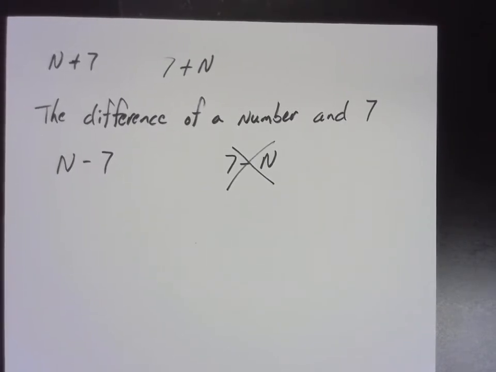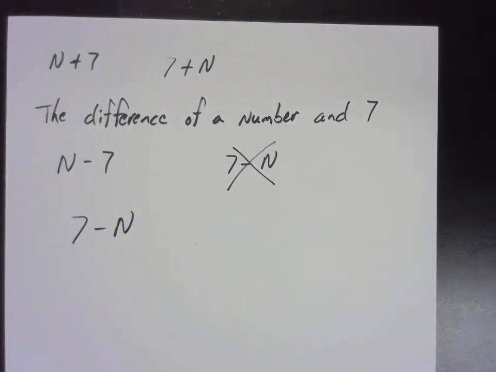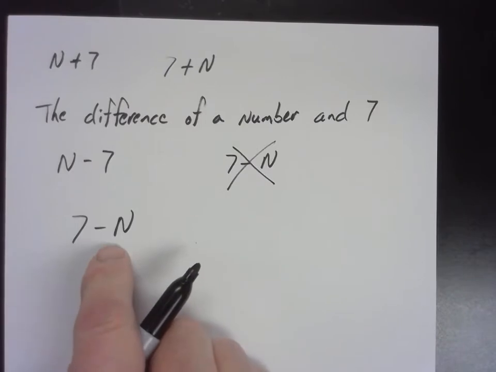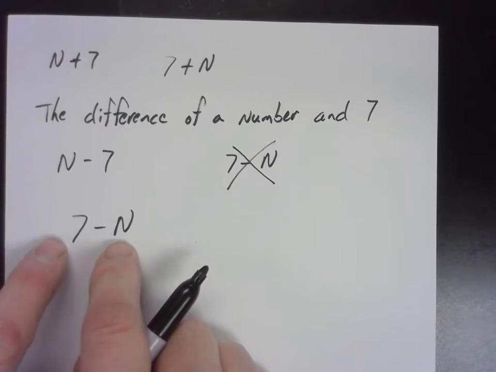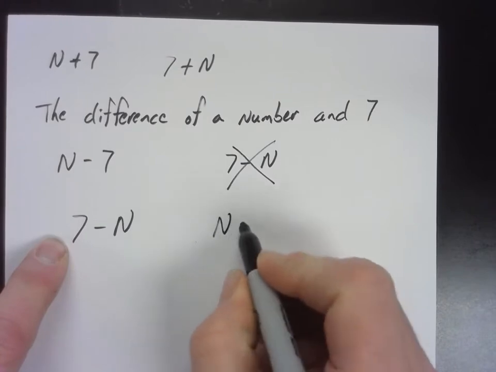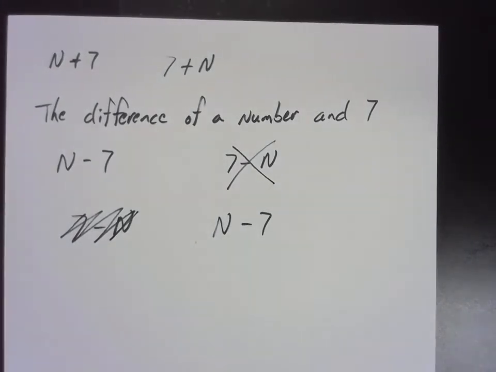So when it says 7 less than a number, I get a lot of kids that want to write this. 7 less than a number. Is this 7 less than a number? No, when we write it this way, it's a number less than 7 is what we've actually written. We have to write 7 less than a number like this. And we have to start with the number, and then we have to take 7 away.